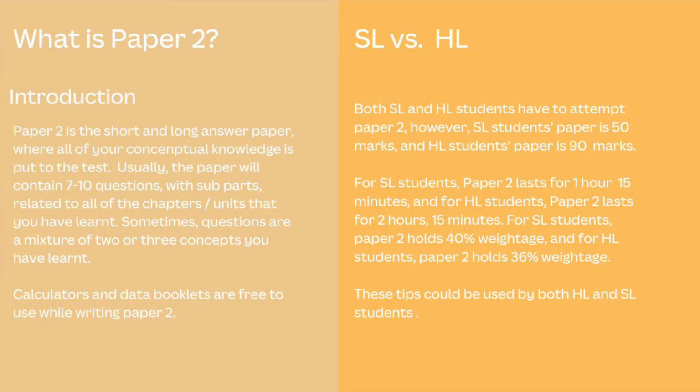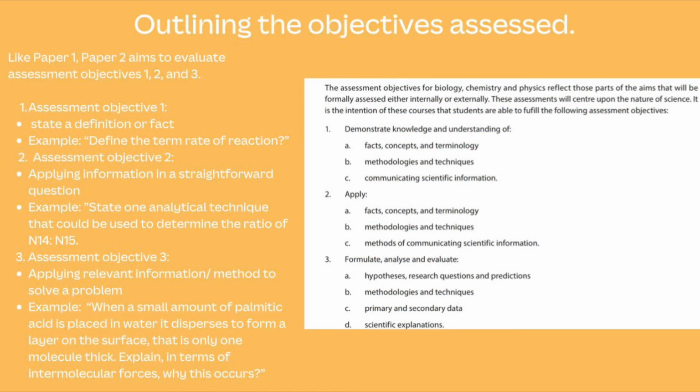Now, moving on to the differences between standard and higher level. SL students have an hour and 15 minutes to complete their paper and it holds 50 marks, while HL students have 2 hours and 15 minutes to complete their paper and their paper holds 90 marks. When it comes to the weightage of the paper, SL students' paper 2 holds 40% weightage, while HL students' paper 2 holds 36% weightage.